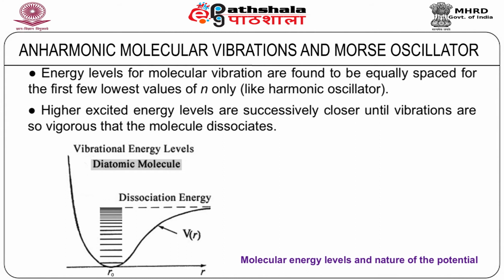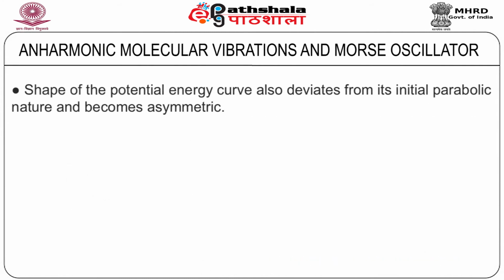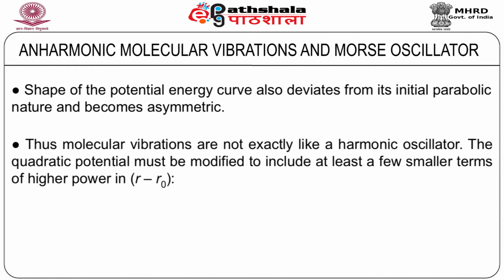If the dissociation energy were infinity, then you would have a perfect parabolic potential and equally spaced energy levels, but in real life that doesn't happen, because the molecule cannot stand vigorous vibrations, and it has to dissociate at some point. And the usual dissociation energy for a diatomic molecule is something like 4 to 5 electron volts. So now let me read out. The shape of the potential energy curve also deviates from its initial parabolic nature and becomes asymmetric, as I told you. Thus, the molecular vibrations are not exactly like a harmonic oscillator.